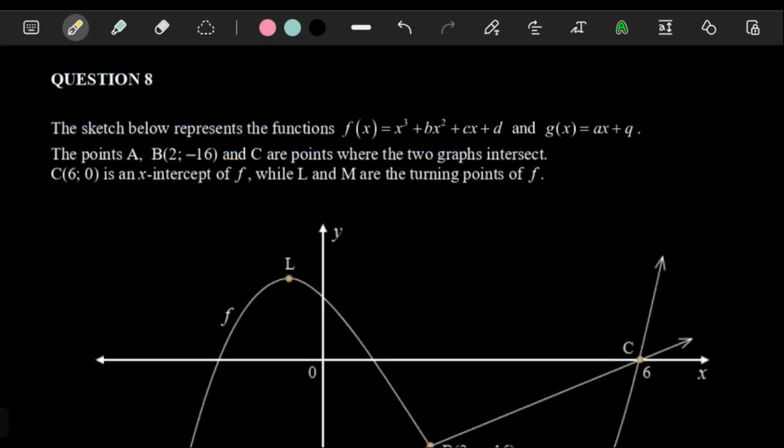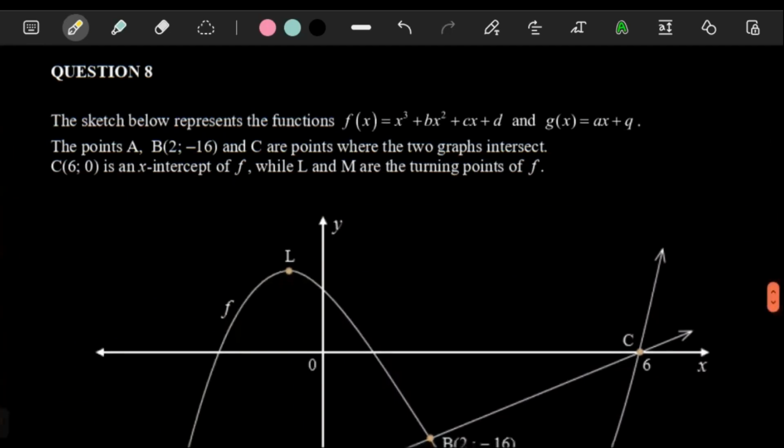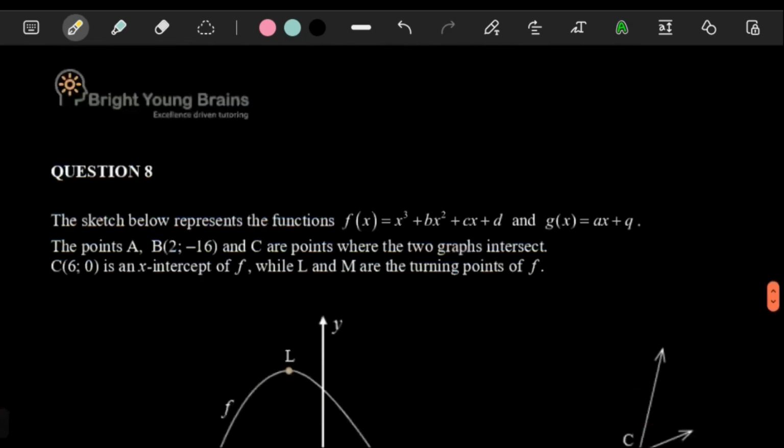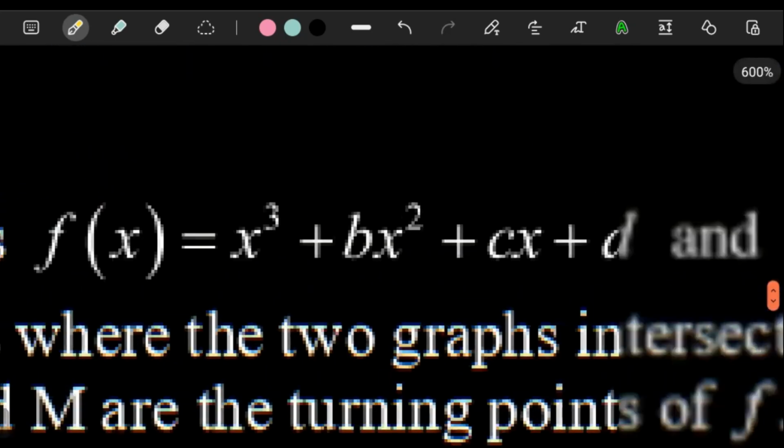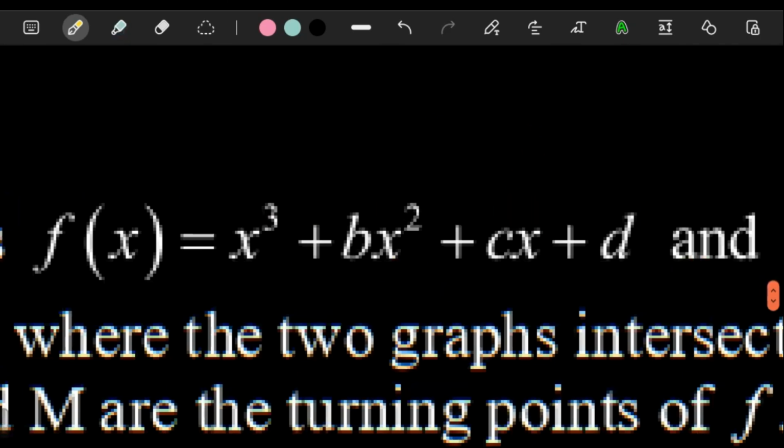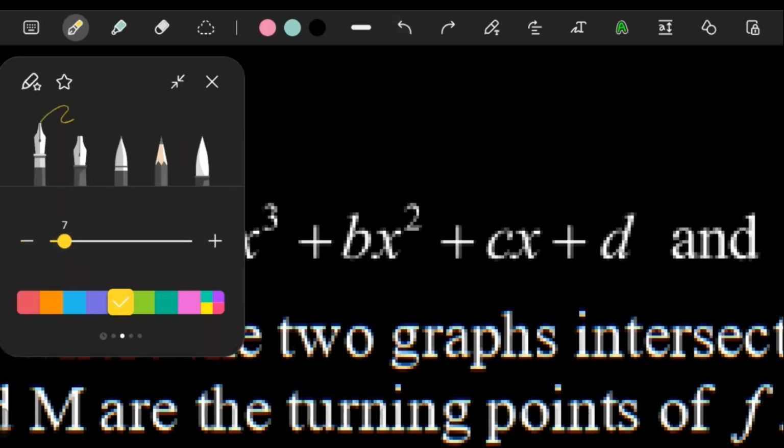Okay. So it says the following, question 8. The sketch below represents the functions f of x is equal to this. So the one thing that stands out with a question like this one is that already here you can see that the value of a is given. You see, as long as there's no number directly in front here, the number there is a 1. Yeah, the number there is a 1.